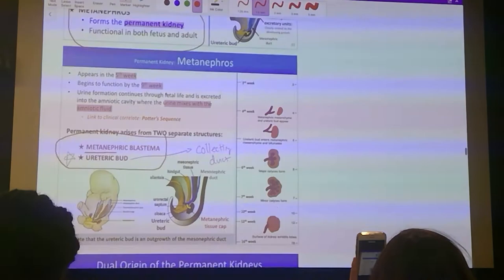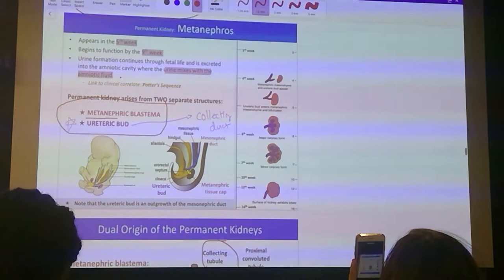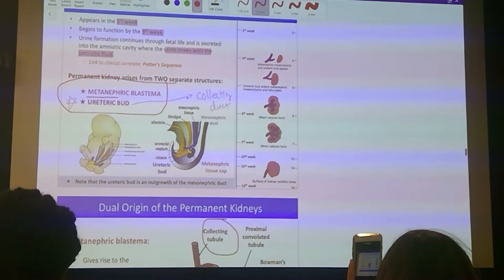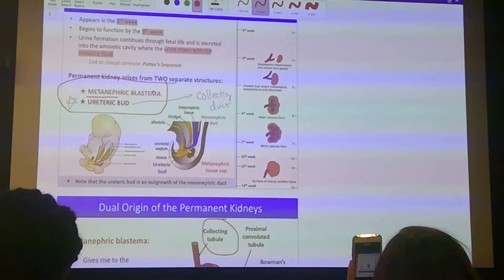So just know that the intermediate mesoderm forms the kidney. The structures that form the kidney are the metanephric blastema and the ureteric bud. And it's the collecting duct where they join. So the collecting duct is the start of the ureteric bud and the end of the metanephric blastema.